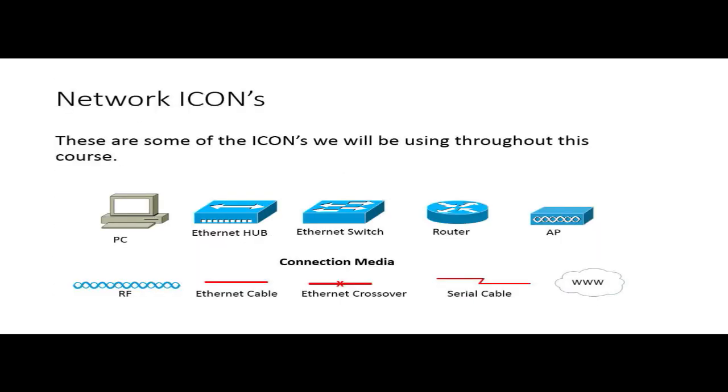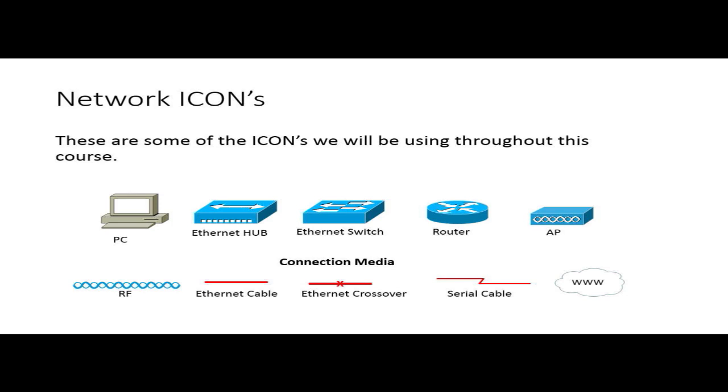Some of the icons we're going to be using throughout this course that you need to become familiar with are PC, Ethernet hub, and Ethernet switch, and you're going to understand that there's a lot of differences about these devices as we go through. Also, we have a router, an access point with our little RF on it, and then we also have the RF signal. That's wireless connectivity.